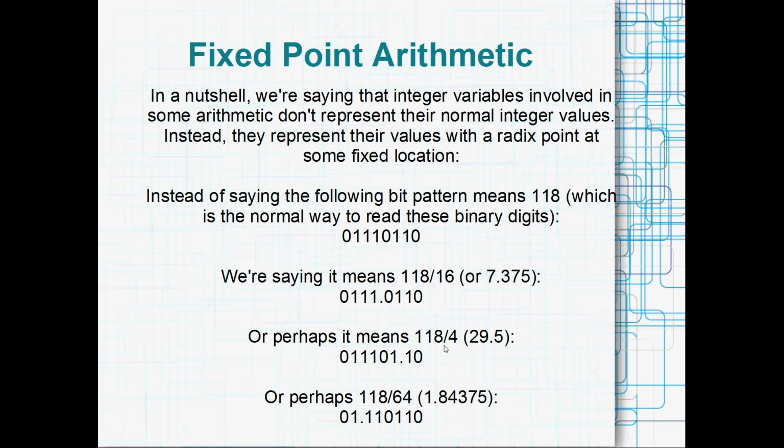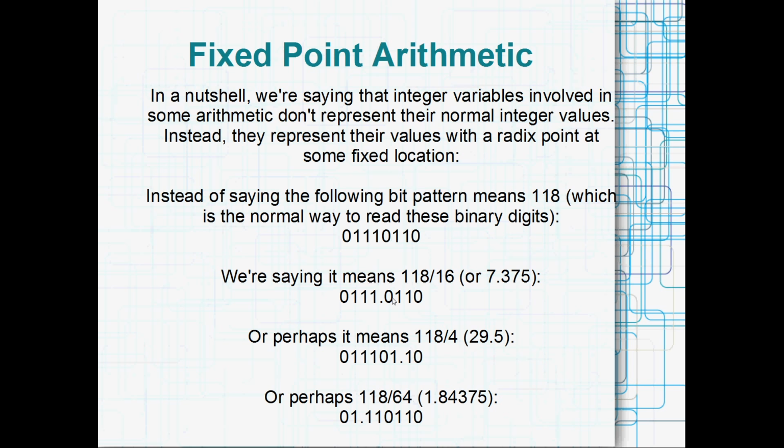Or maybe you've got your scaling factor set to 4. That would mean that that bit pattern has a radix point right there, 2 from the right. I hope my mouse cursor is visible. That would mean that the bit pattern 118 actually means 118 over 4, or 29.5 in other words. Likewise, you might set your scaling factor to 1 over 64, which would mean that your bit pattern 118 means 118 over 64, or about 1.84375. That'd be it right there.